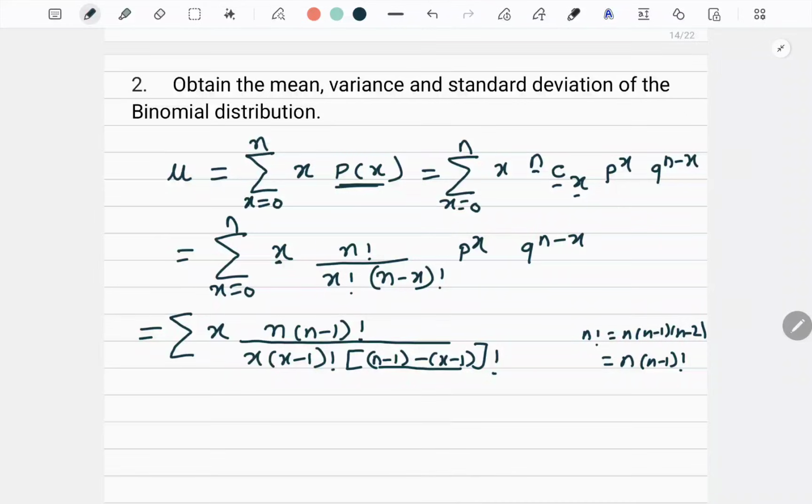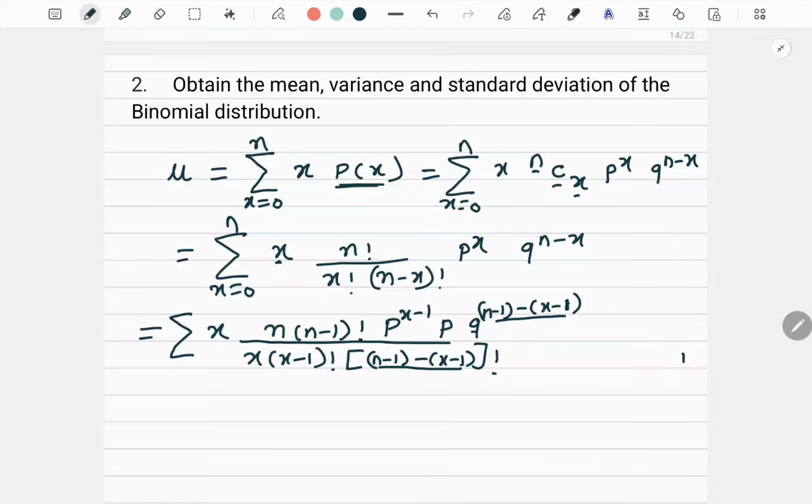n minus x only. Now p to the power, in place of x I am writing x minus 1. So I am multiplying by p. If you combine these two, it will become p to the power x only. And the same way q to the power n minus 1 minus x minus 1. So basically if you see this thing, it is n minus x only, right? Plus 1 and minus 1 I have done, that's it. Okay. Now I got this.